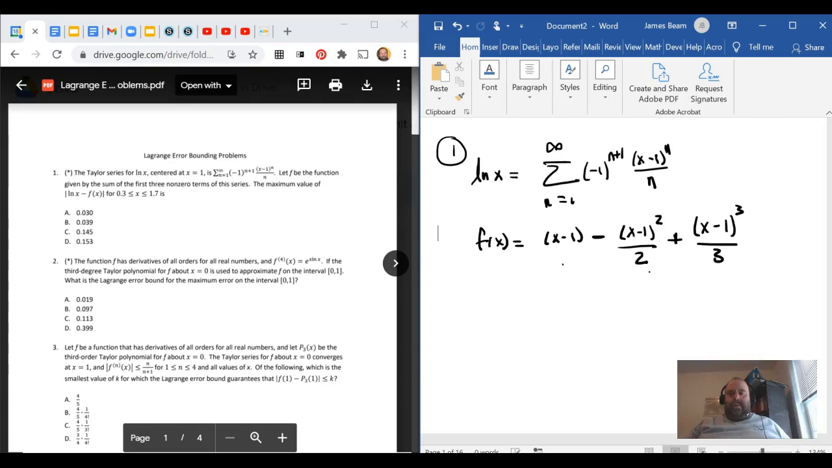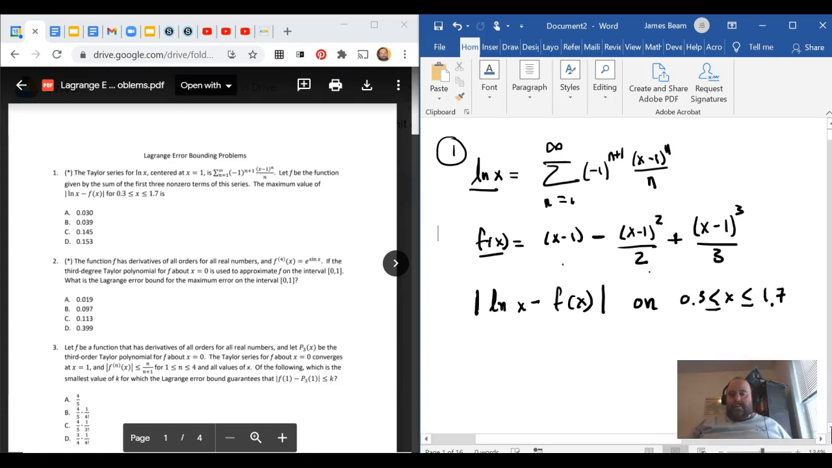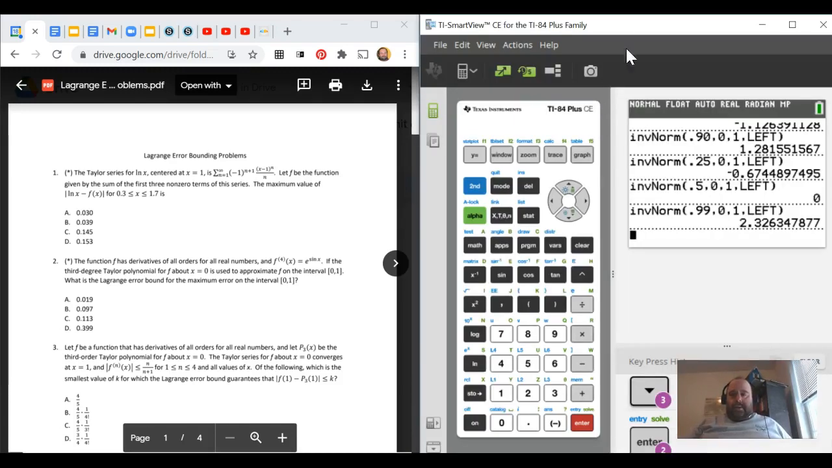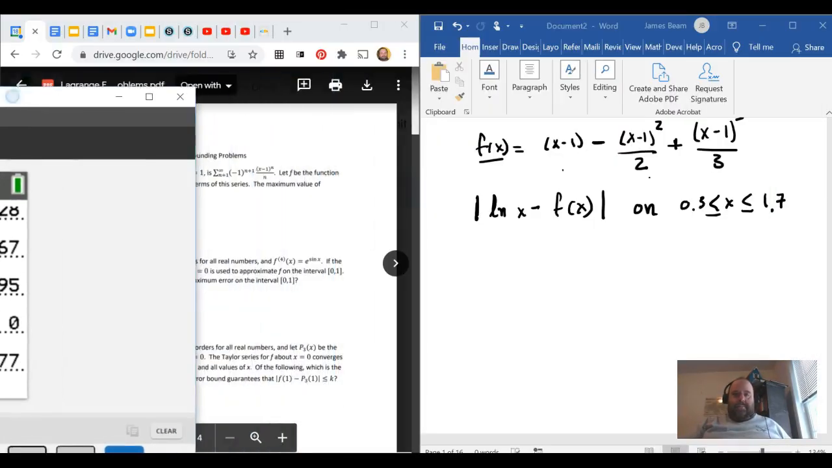1, 2, 3. Okay, so it wants to know what is the minimum of the difference between the natural log of x and this f of x, so between these two things, on the interval from 0.3 to 1.7. So I don't actually have to do Lagrange error bounding at all for this problem. I can actually just pull out my calculator and be clever.